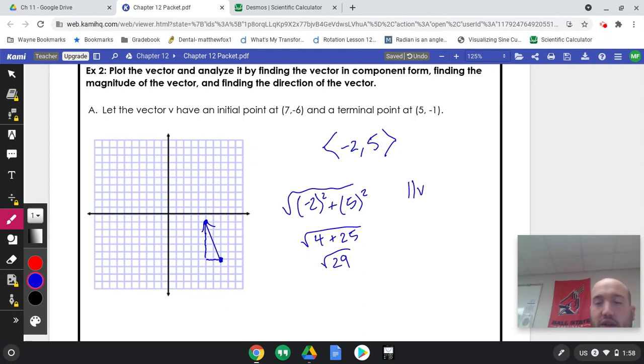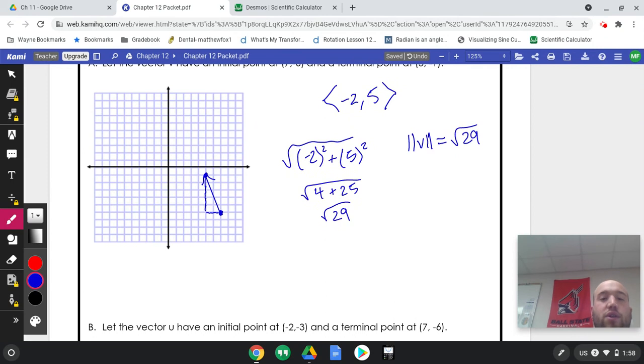So it's vector v, so we can put it like this. That means the magnitude of vector v is square root of 29. Now, what direction is that? If this was the origin up to the left, we know it's in quadrant 2, -2 up 5.